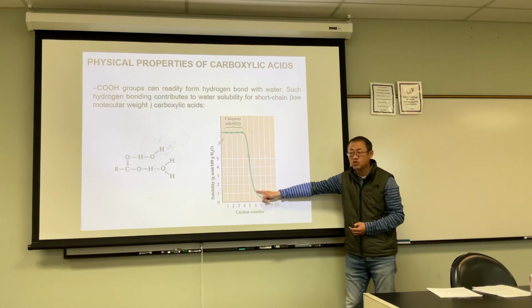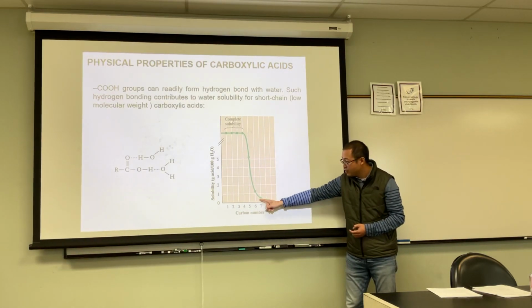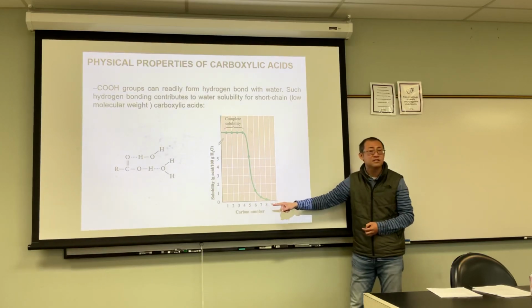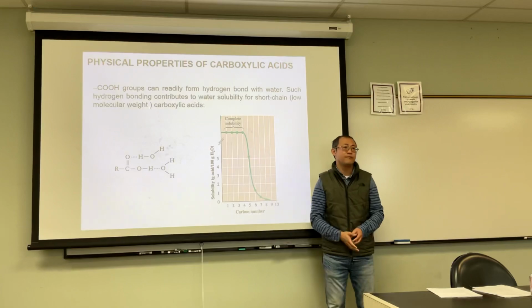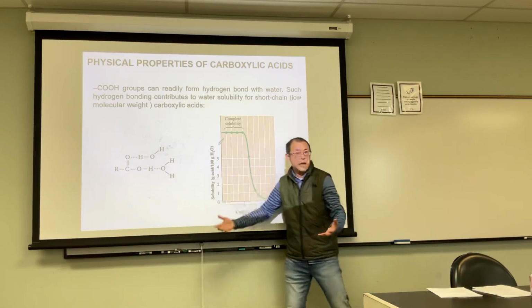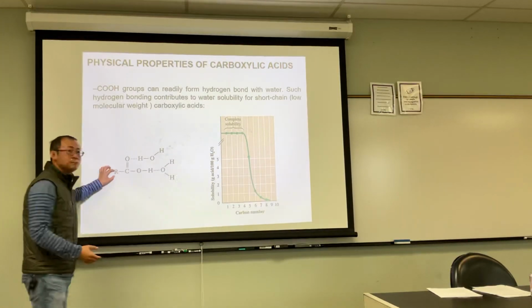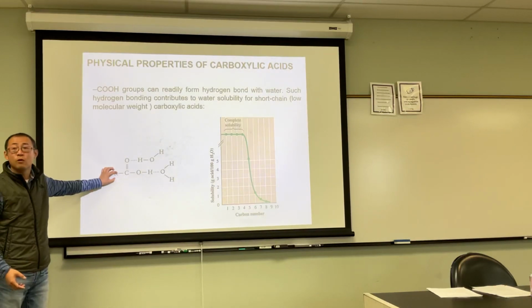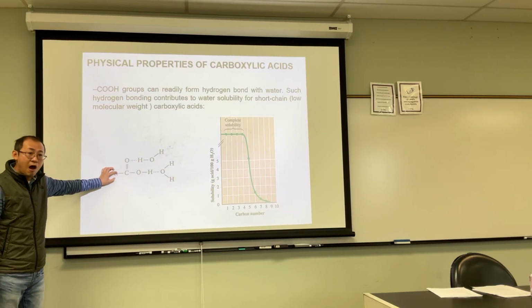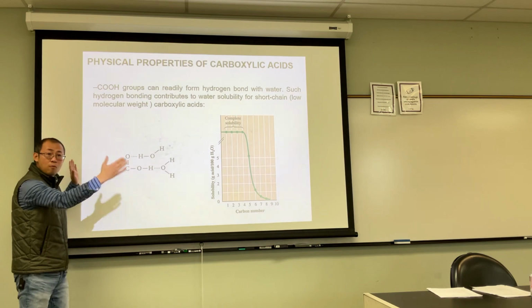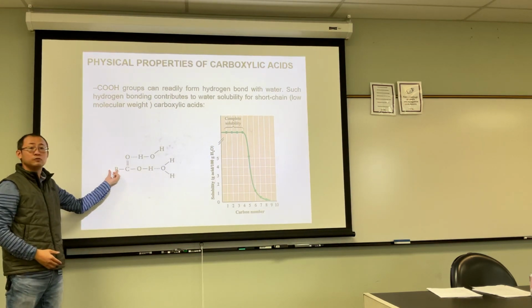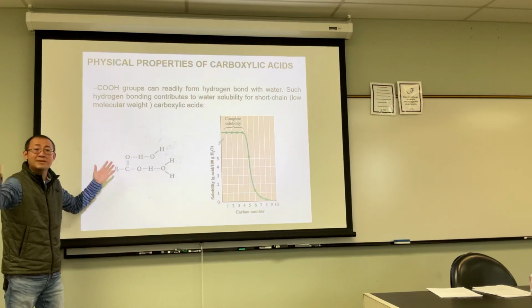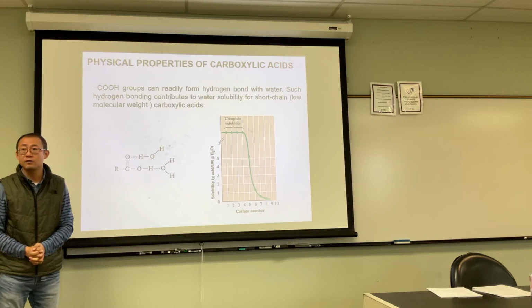If you increase to 6 carbons, it decreases further, until at 7 and maybe 8 carbons the solubility of the carboxylic acid is close to 0. Why? Because the R group gets bigger and bigger. That means the R group becomes more and more dominant in the resulting molecule, and the R group is usually a hydrocarbon chain, which doesn't like water.